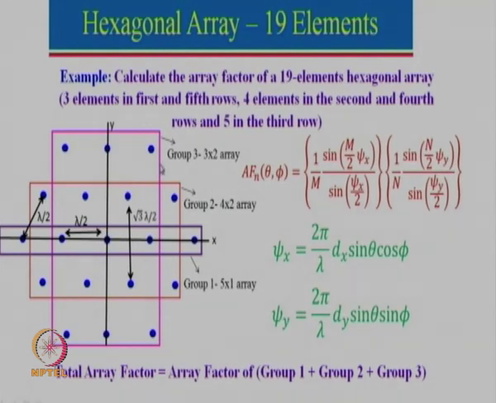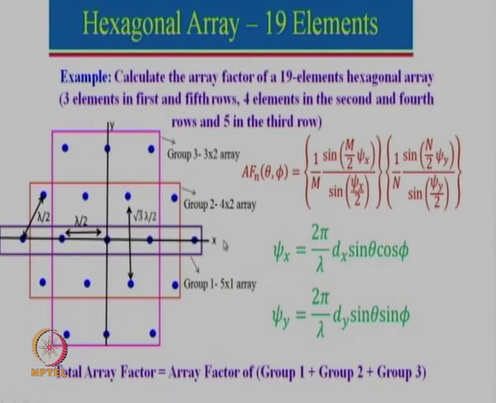In fact, I just want to tell you, I had designed this 19 element array using a circular microstrip antenna way back in 1985. More than 35 years back I had designed this array not just for isotropic elements but for circular microstrip antenna. So let us see how we can do the analysis.